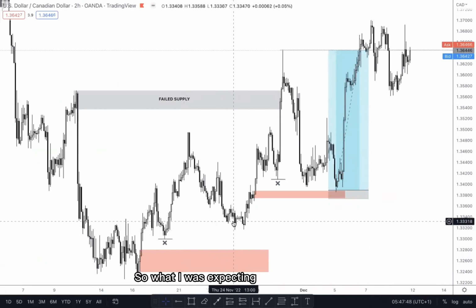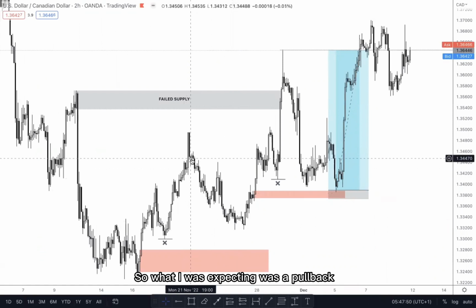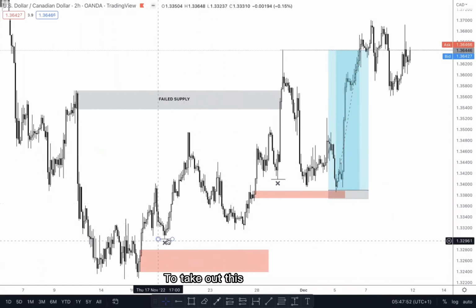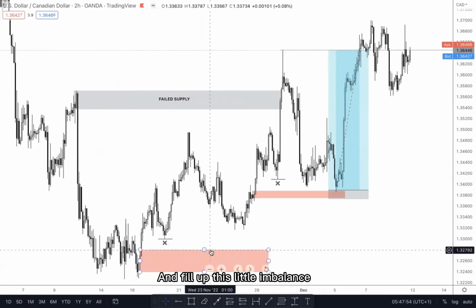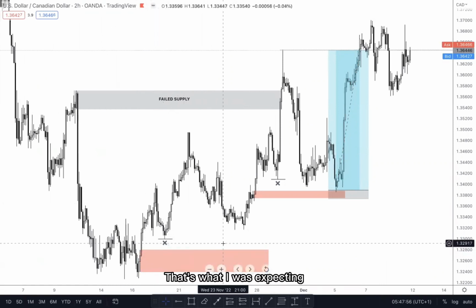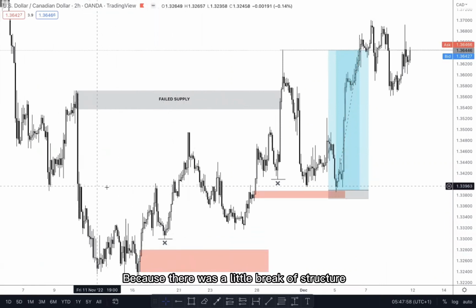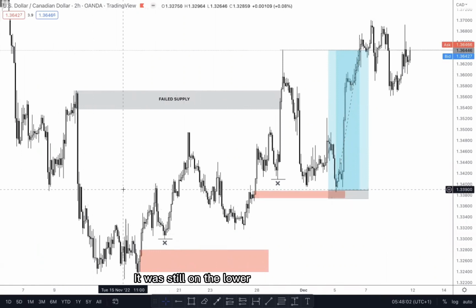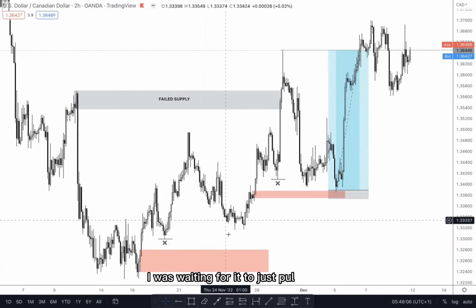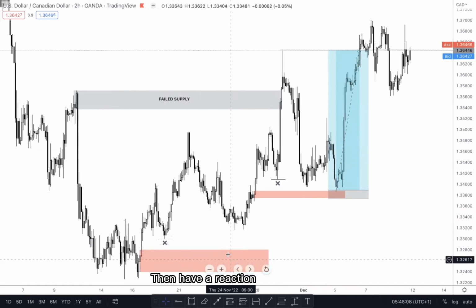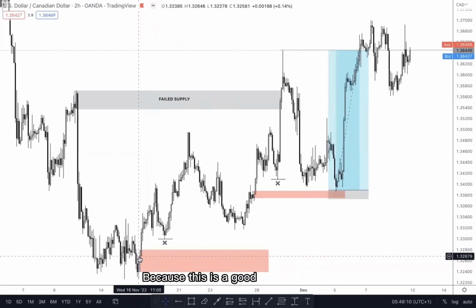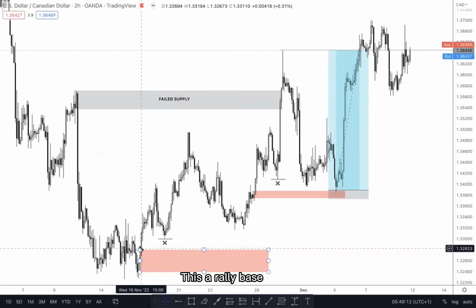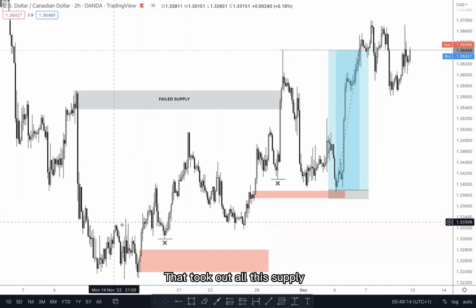So what I was expecting was a pullback to take out this inducement and fill up this little imbalance. That's what I was expecting because there was a little break of structure to the upside at this level here. So at that point, it was still on the lower time frame level, nothing major yet. So I was waiting for it to just pull back, then have a reaction up this level because this is a good demand level. This is a rally-based rally that got all this supply.